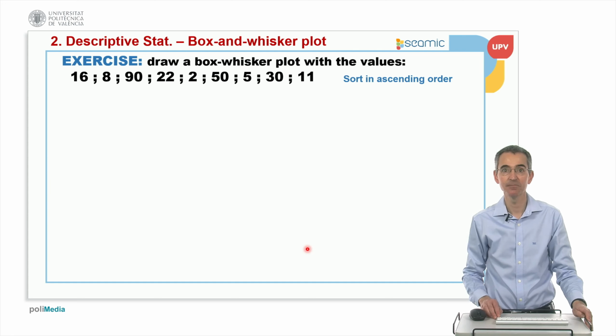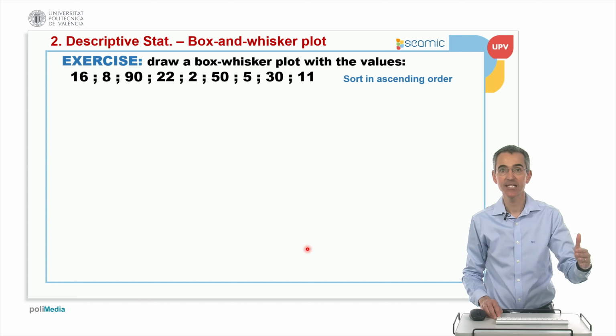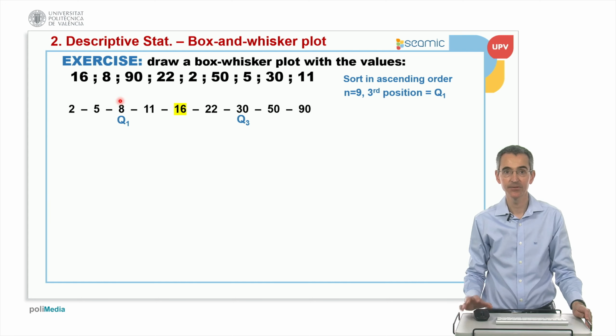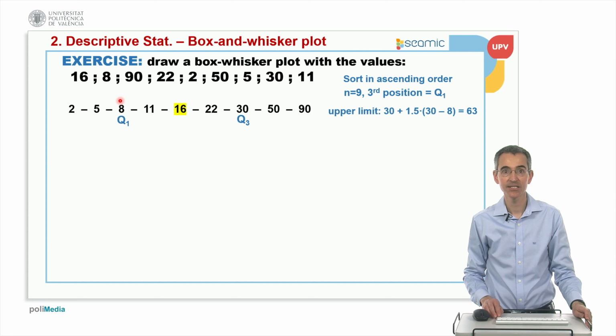So how can we make a box and whisker plot with these values? The first step is to sort them from the lowest to the highest. Then we identify the value which is in the center, which is the median. Then the first quartile is the value in the third position. The third quartile is the value here. Then based on this information, I already have the information to build the box.